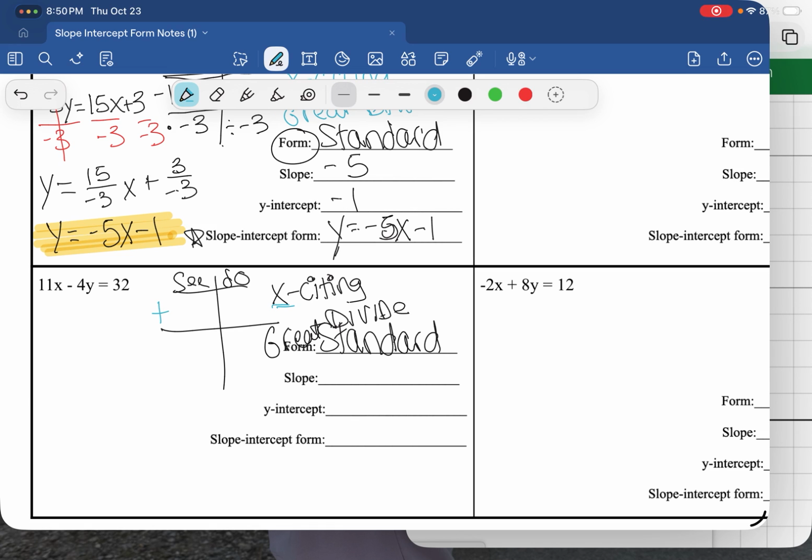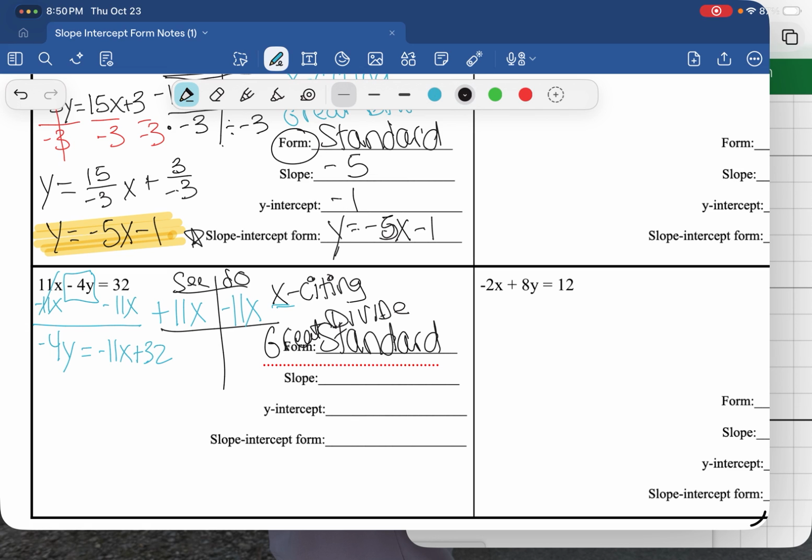So I'm going to look at my number, my coefficient with x, and I have a positive 11x is what I see. So the inverse of that would be 11x. So I'm going to go ahead and subtract. That cancels out. And I'm going to rewrite what I have. What do I have left? Negative 4y equals negative 11x plus 32.